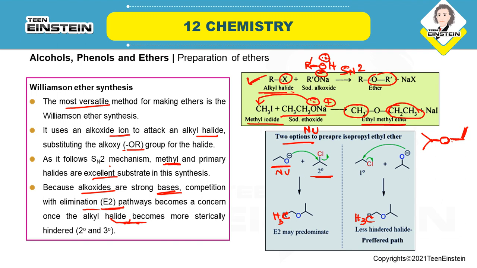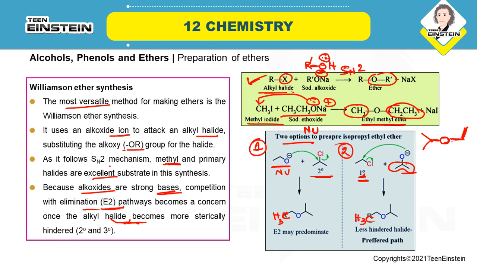Another combination that is possible is the reverse. Now the alkoxide is coming from this one, that is isopropoxide, because this is the isopropyl group and O- is attached to the middle carbon. The alkyl halide is now 1 degree, not 2 degree. So this is now attacking, and you are getting again the same molecule. Suppose this is number 2, this is number 1.